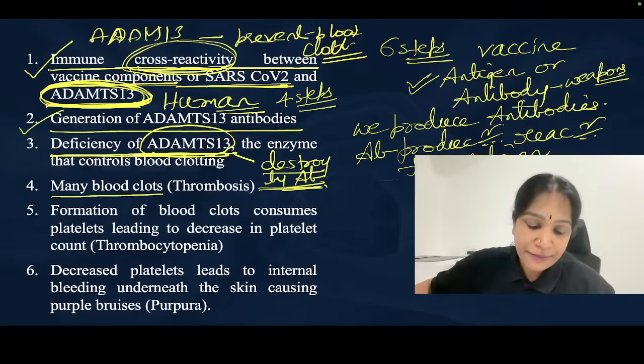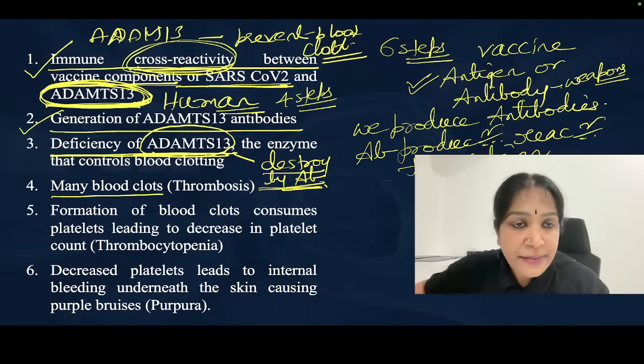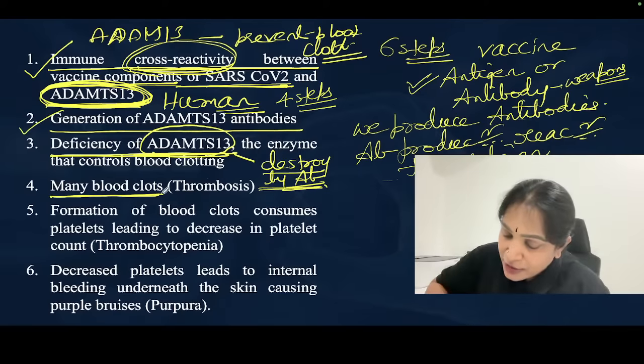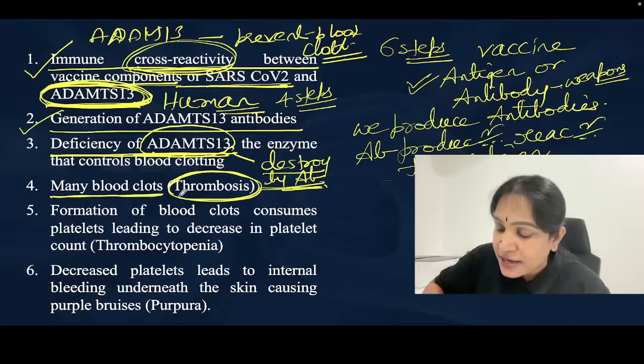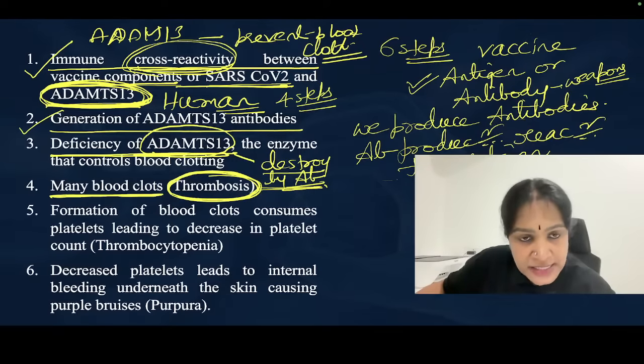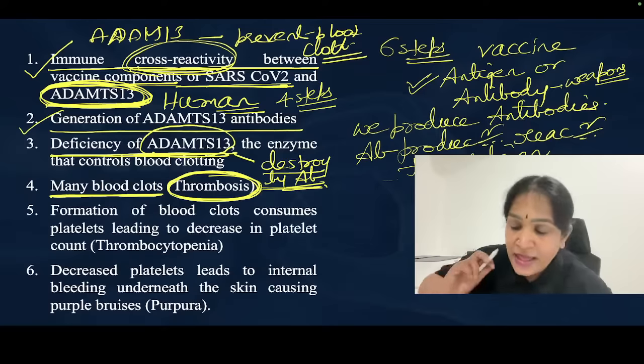What is the biological role of ADAMTS13? Prevent the blood clot. But now do you have enough ADAMTS13? No, ADAMTS13 is destroyed. So what happens? Blood clots. The blood clots is called thrombosis. What is the meaning of thrombosis? Thrombosis means blood clots. Clear? Thrombosis means blood clots.